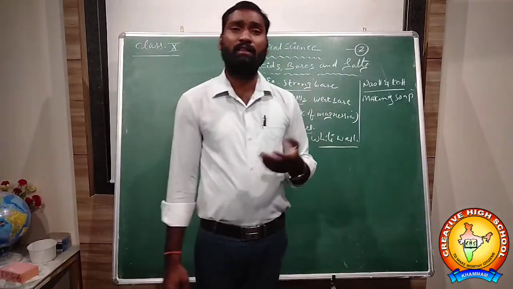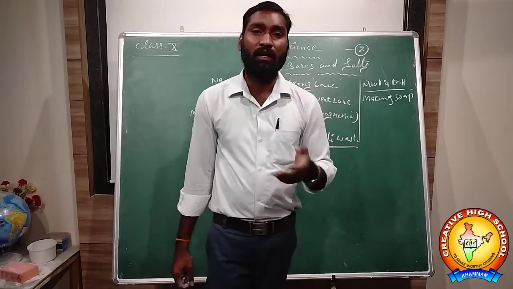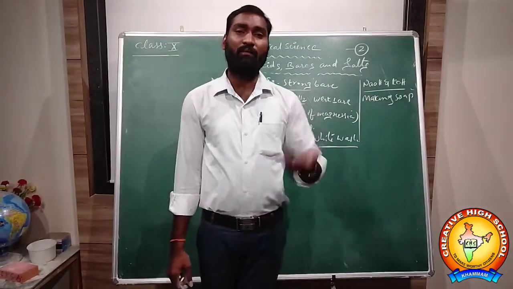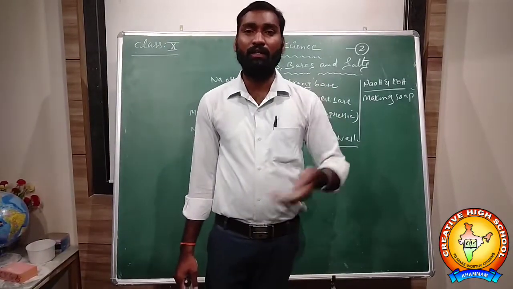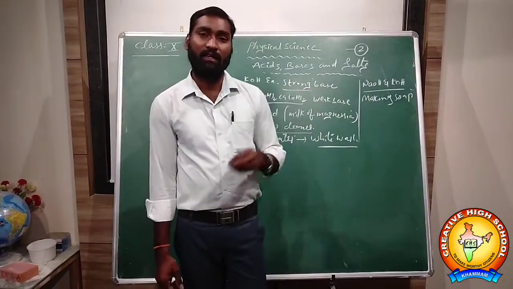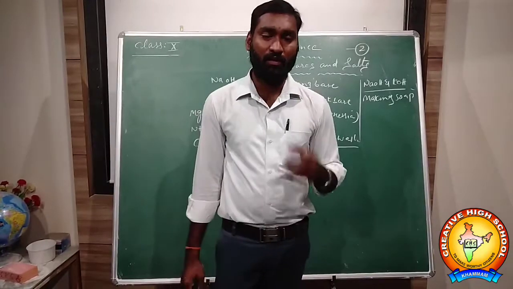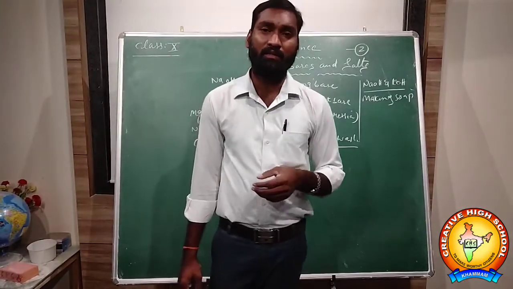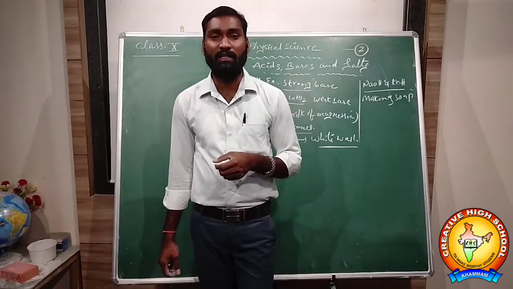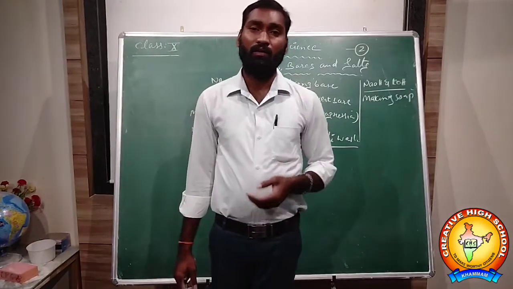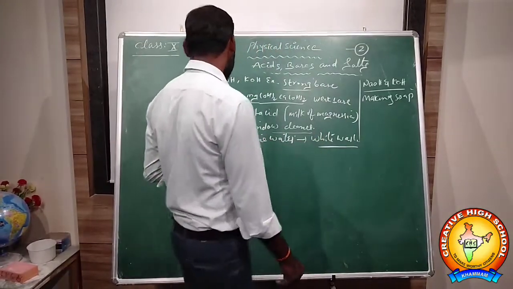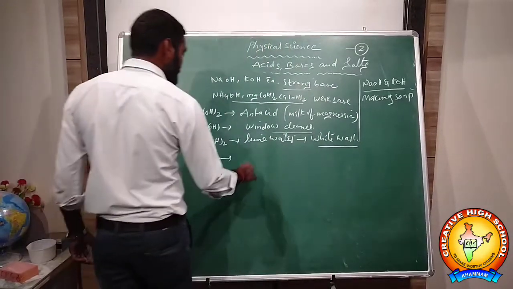How do acids and bases react with metals? When an acid reacts with a metal, it releases hydrogen gas, as we already explained. And what happens when bases react with metals? When bases react with metals, they also release hydrogen, with only zinc and sodium hydroxide.